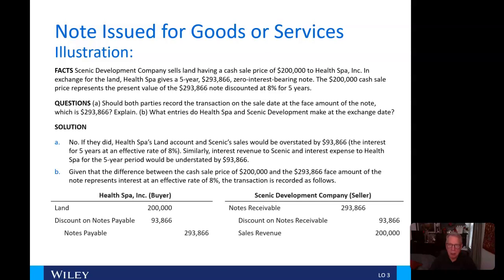Okay, a little complicated there, but I think you see the effects.